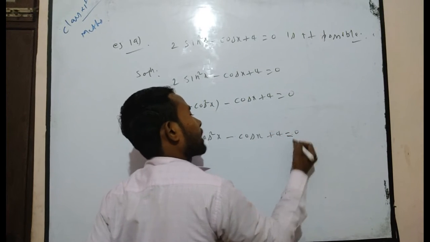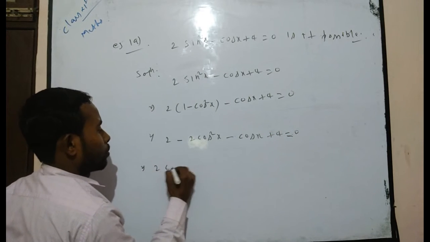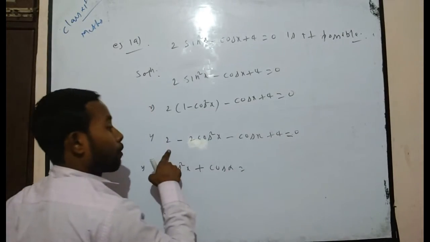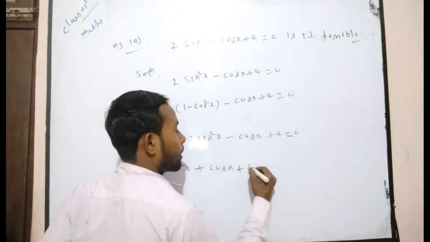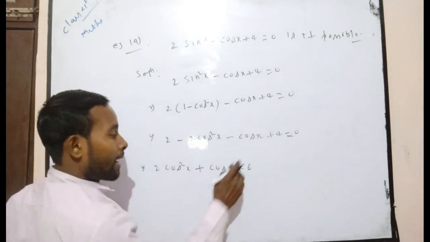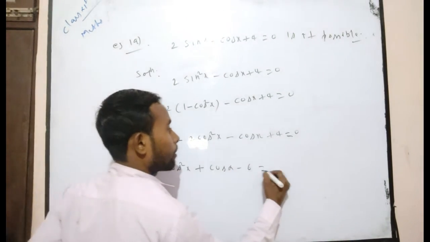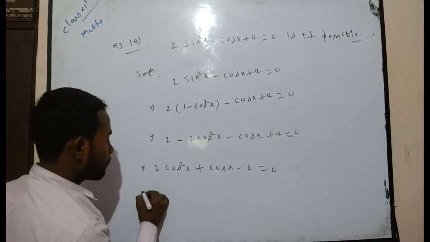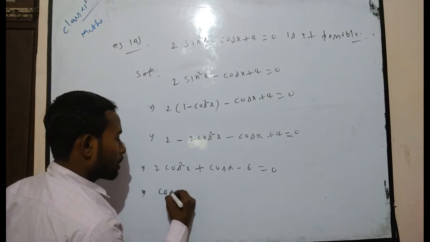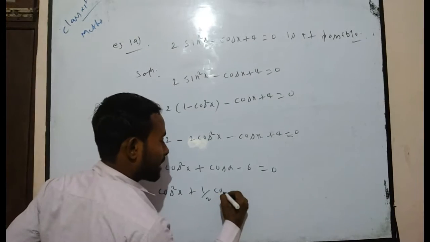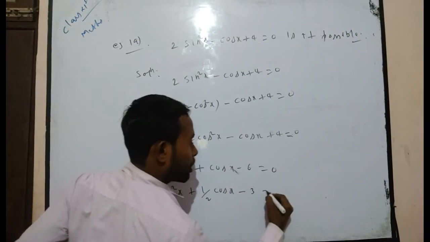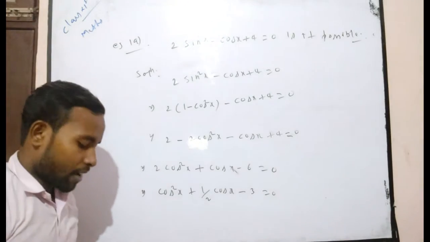After multiplying both sides by a negative sign, you get 2 cos square x plus cos x minus 6 is equal to 0, since 4 plus 2 is 6. Now after dividing both sides by 2, you get cos square x plus half cos x minus 3 is equal to 0. It is the final expression.